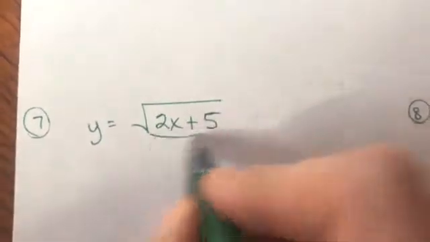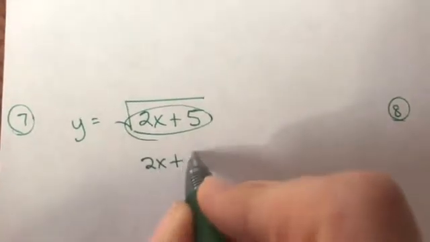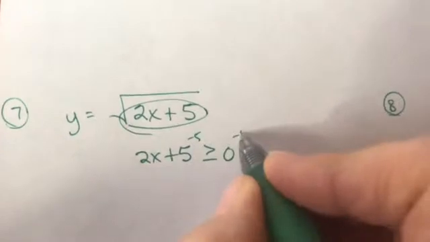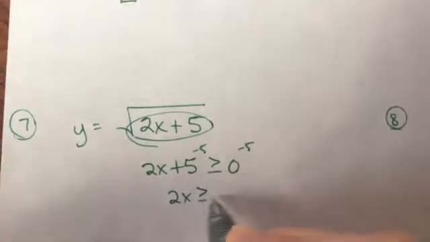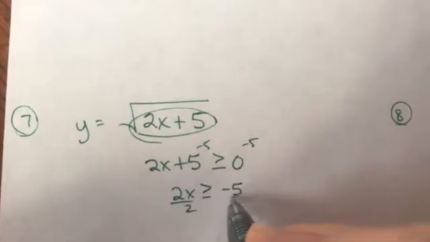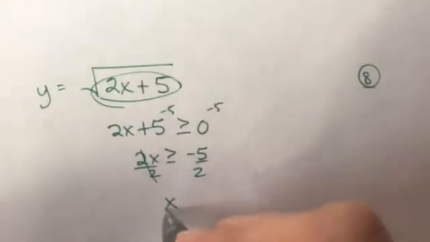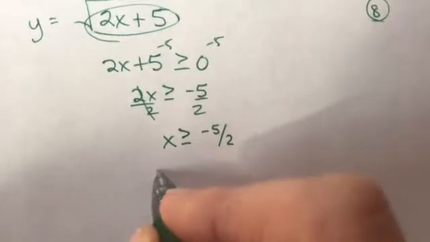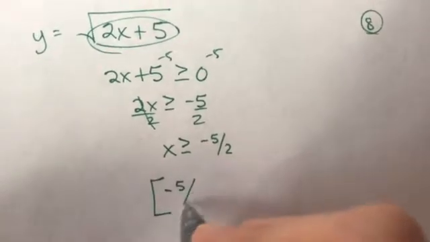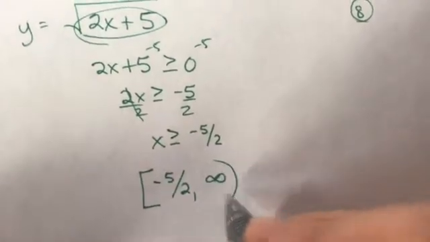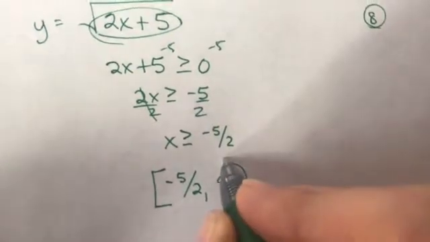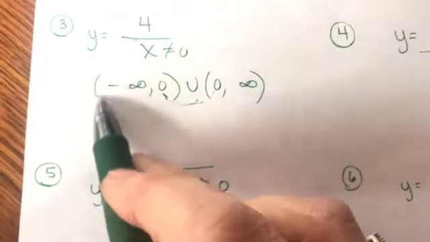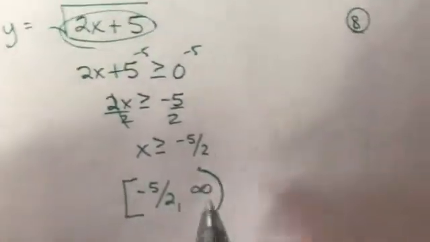Okay, this one maybe is a little harder to see, but I'm going to take what's under there, set it greater than or equal to 0 and solve. If I subtract 5, I've got 2x is greater than or equal to negative 5, and then divide by 2. So I can see x has to be greater than or equal to negative 5 halves. So what does my domain look like? It starts at negative 5 halves and then everything bigger than that, all the way up to infinity. And if you'll notice, there's always parentheses every time you use an infinity because you're never going to get there. There is no stopping point.